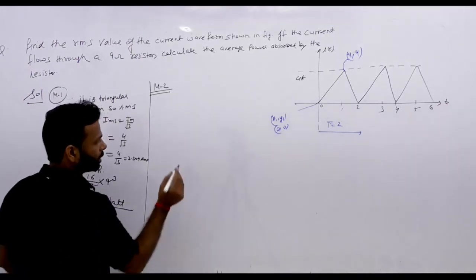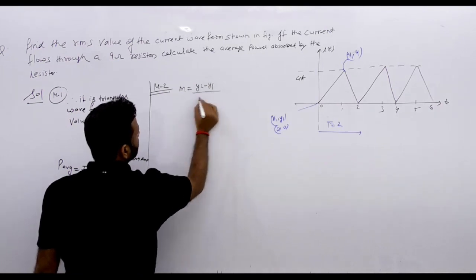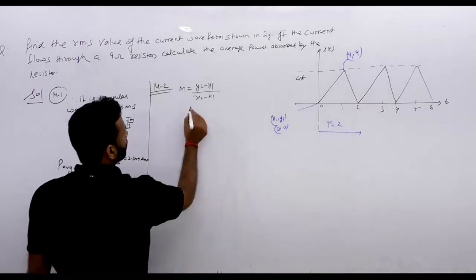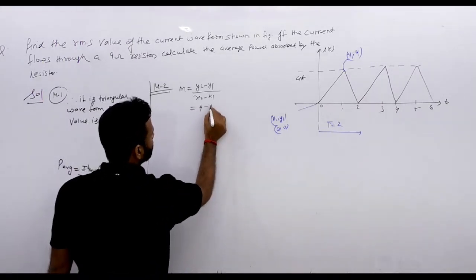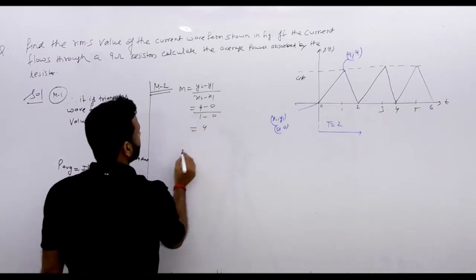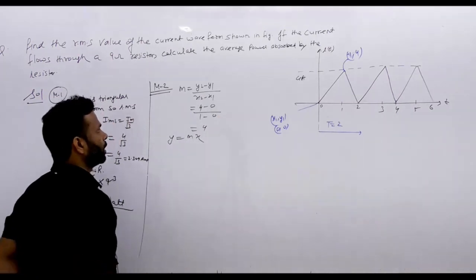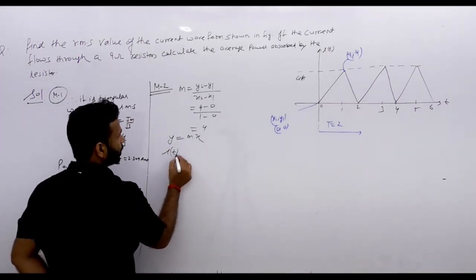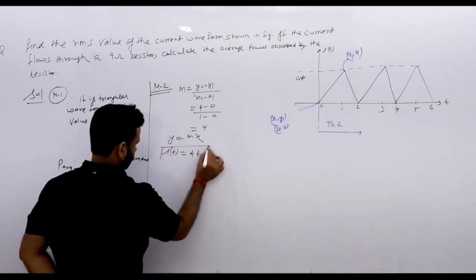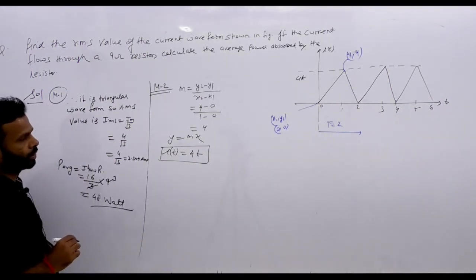सो स्टार्ट करते हैं. पहले तो हम स्लोप निकालते हैं. स्लोप होगा y2 minus y1 अपॉन x2 minus x1. So y2 is 4 and y1 is 0, and x2 is 1 minus 0, so it is 4. So now y equals mx से अगर हम देखें, y एक्सेस पे जो है हमारा वो है करंट और स्लोप आ गया हमारा 4 और जो x एक्सेस है वो t. So this is the equation of line for the triangular waveform.